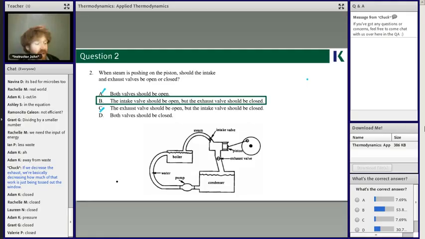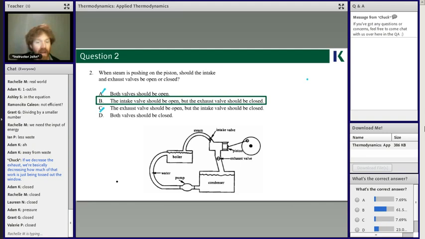So notice that we don't need to use equations. We don't need to use even major constants from thermo to do this. It's like figure analysis, right? When you look at this figure, think about how it's actually working. How is this steam going to move, and how is it going to move the piston?